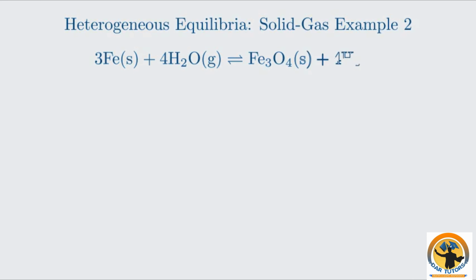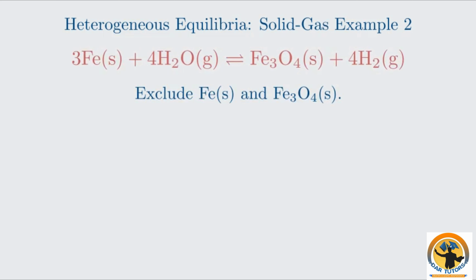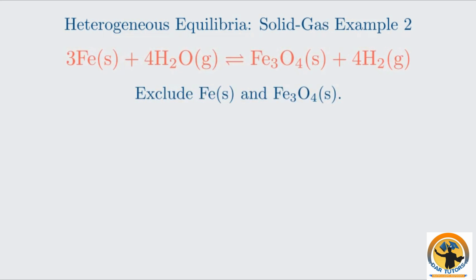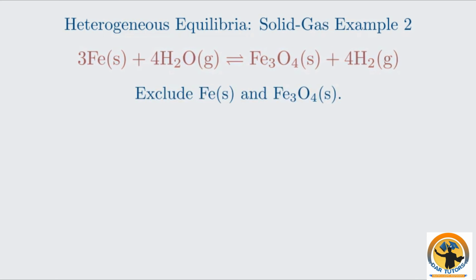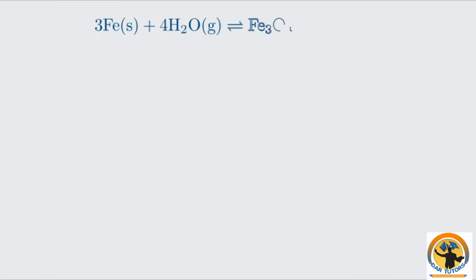Here's another classic solid-gas heterogeneous equilibrium, known as the iron-steam reaction. Solid iron reacts with gaseous steam to form solid iron oxide and gaseous hydrogen. Once again, we have a mix of solid and gas phases. Let's apply our rule. Which species are pure solids or pure liquids? Iron, Fe(s), is a pure solid. Iron oxide, Fe3O4, is also a pure solid. Therefore, neither of these is included in the equilibrium constant expression. This leaves only the gaseous components.